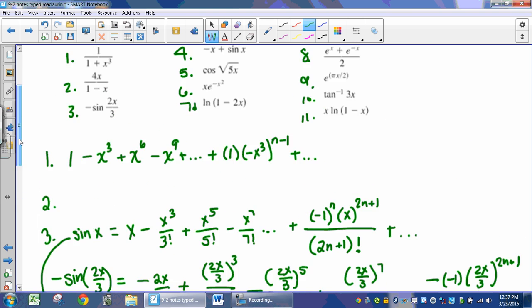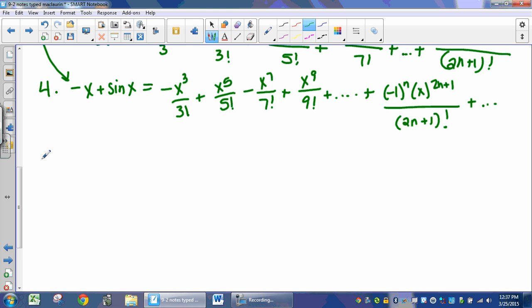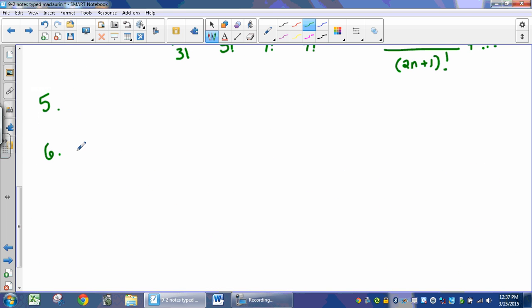All right, so let's do maybe 1 or 2 more. Number 5 you can do on your own, so put 5 down here and leave a space. Number 6 I'll do with you: x e to the negative x squared. Okay, so first I want to do e to the x, then I need x e to the negative x squared. Okay, so e to the x.